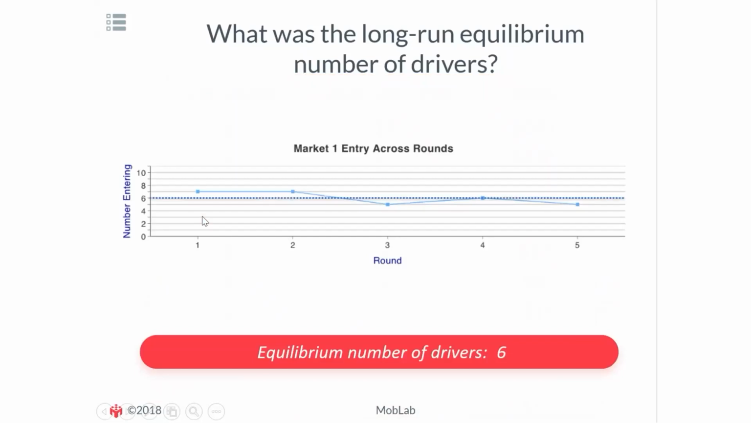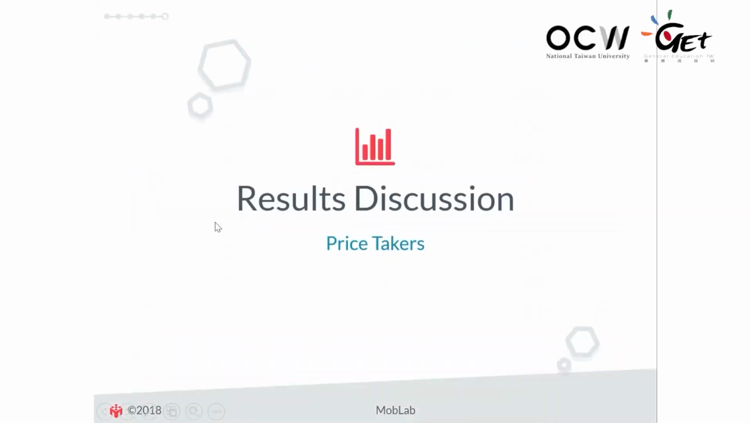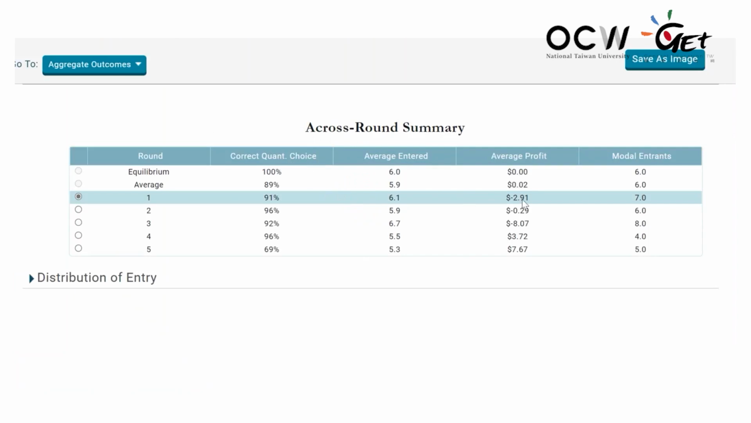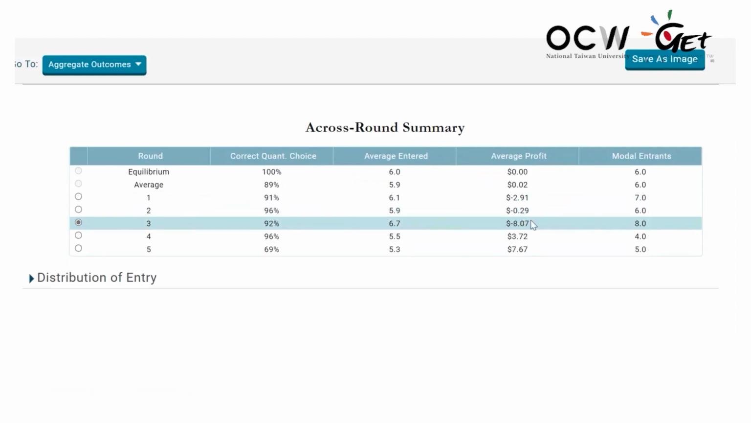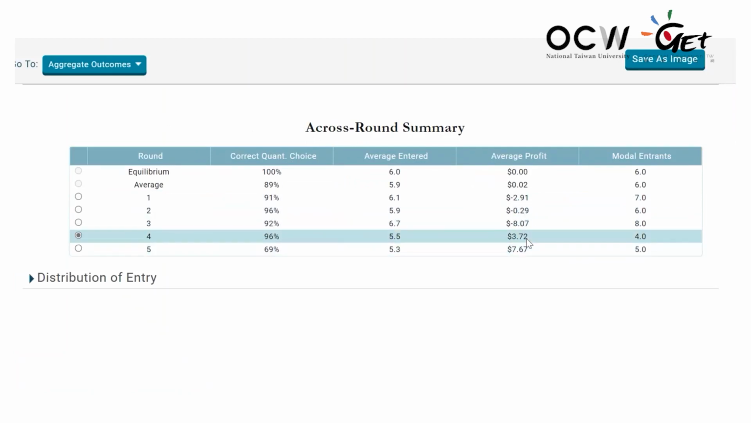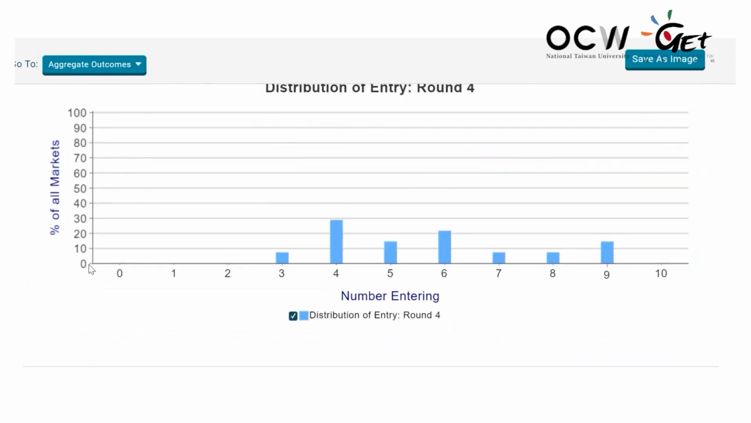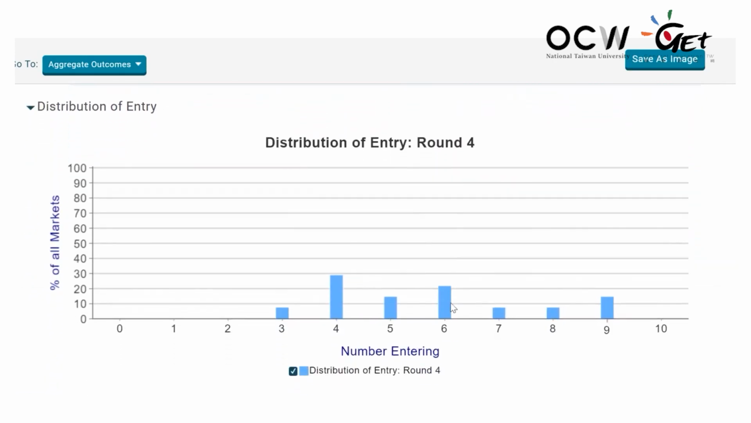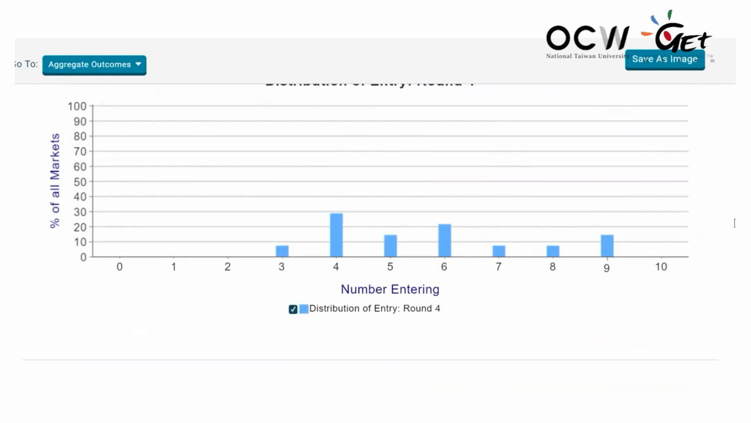What we should look at is, did your group have exactly 6 drivers in the market, or were there way too many or way too few? Okay, let's look at the results. This is round 1, average profit is negative. Round 2, close to 0. Round 3, again negative. And round 4, round 5, some of them are positive. Let's look at the distribution of entry. This is round 4. So 6 is the equilibrium, but some are above, some are below.